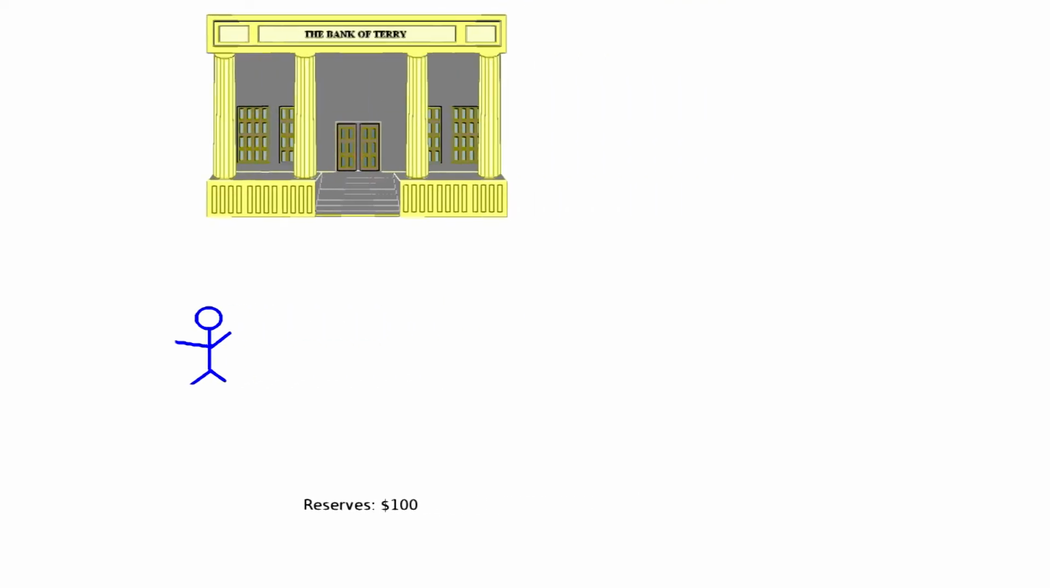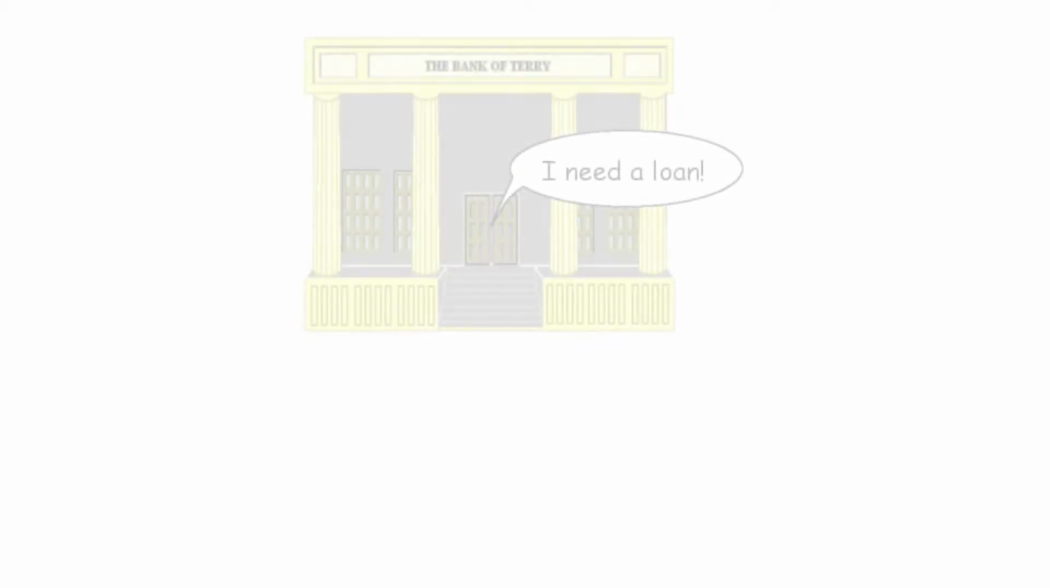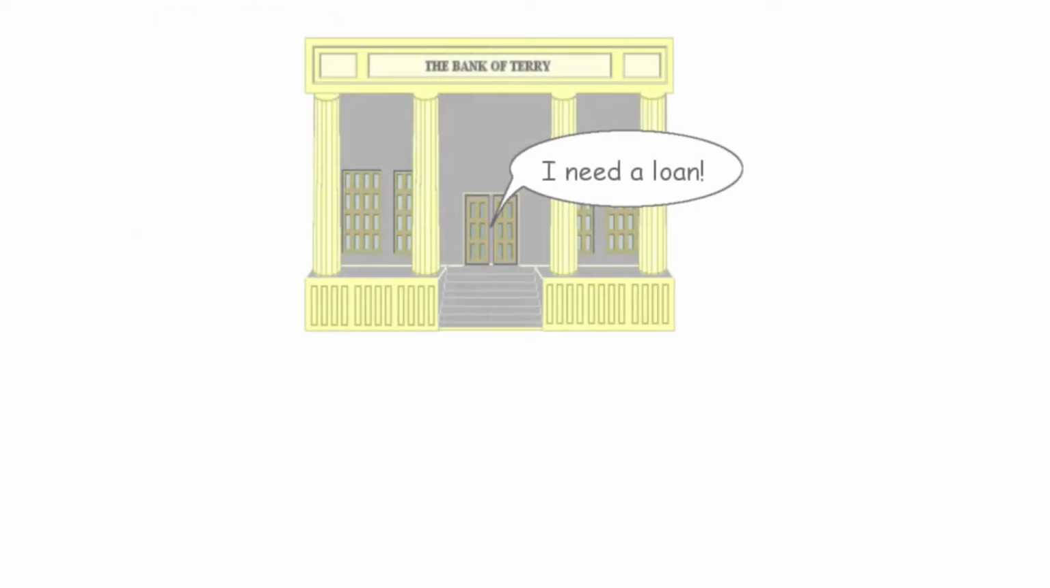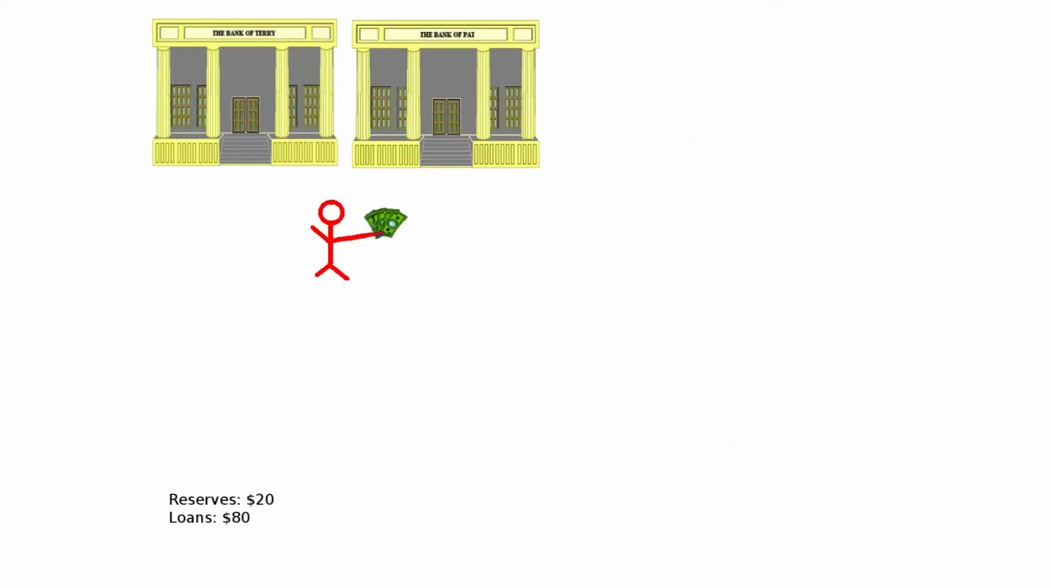Now, along comes another student of macroeconomics, and they go into the Bank of Terry and say, I need a loan. The Bank of Terry lends them $80, keeping $20 in reserve, because that's the policy of this story. Banks have a reserve requirement of 20%. That means for every $1 from depositors like you, they have to have at least 20 cents in their reserves at any given time.